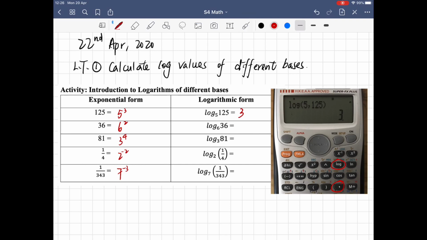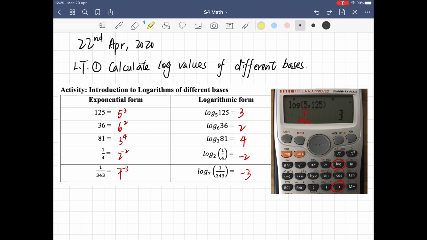Okay, so please be reminded that when we input into the calculator, the first number represents the base, and the later number represents the number that you want to take log. So now please help me to pause the video and then finish the remaining one. Okay, and I will talk about the answer later. So now you can check the answer, make sure that you get all of them correct.